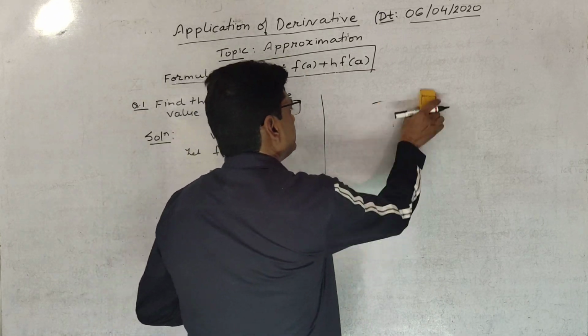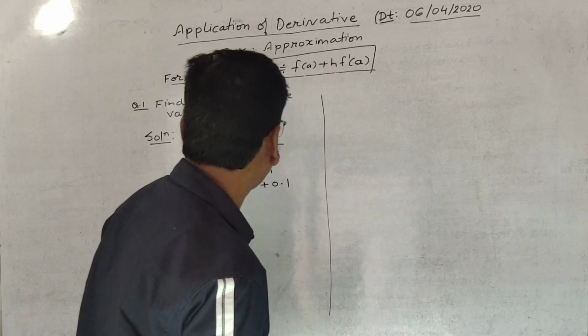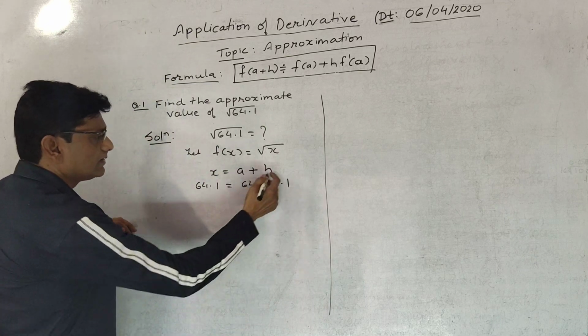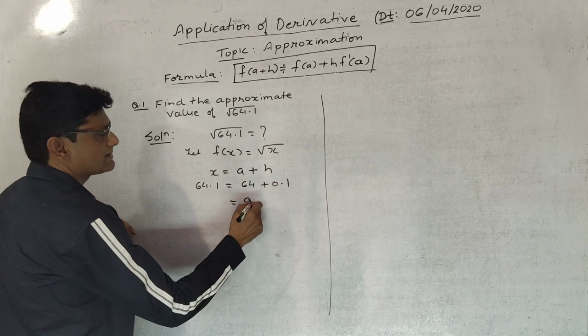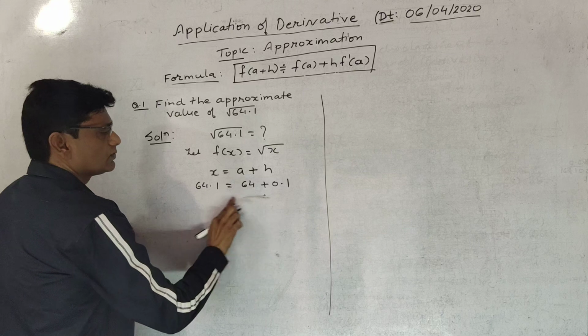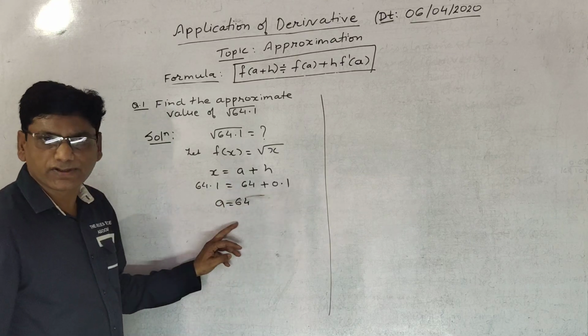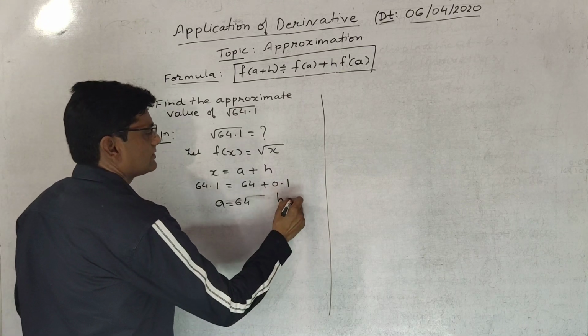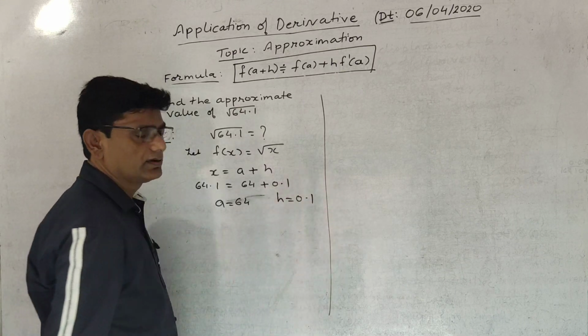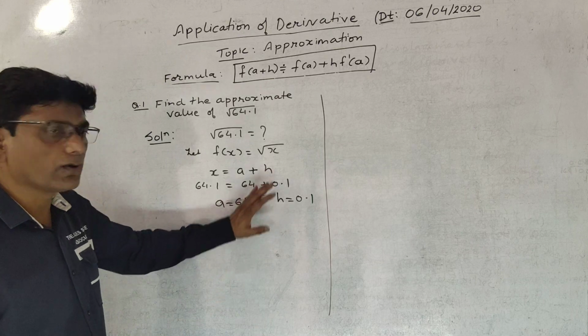Now I have already splitted it. So here the term here, this is a and this one is h. So what I will do, I will just write here a equals to 64 and h equals to 0.1. Now we will go for the problem itself.